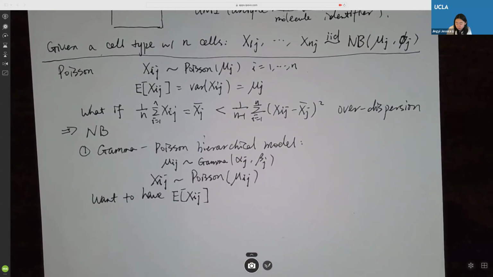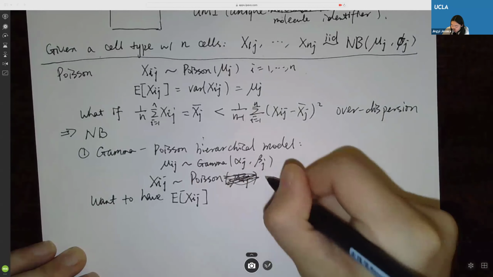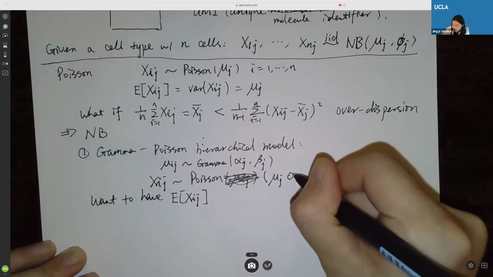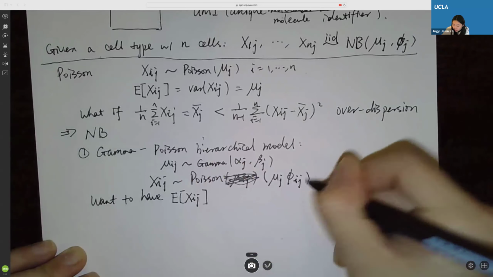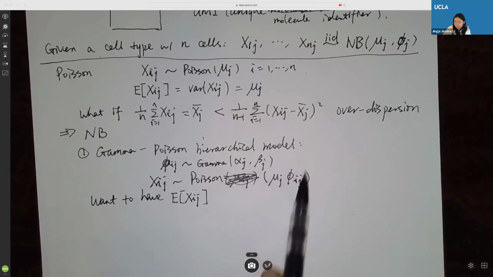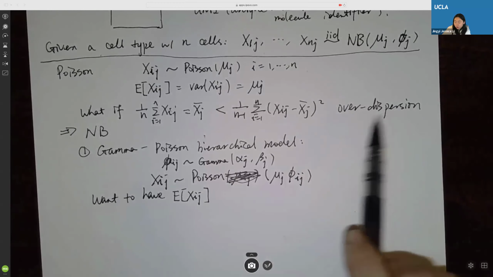To be equal to, or maybe this is not the way to write it, my bad, just bear with me. Probably I should change it this way. Instead of saying Poisson mu ij, I stick with mu j times some constant phi ij. Okay, this is easier. And I let phi ij follow gamma. So basically, phi ij is a multiplier to mu j to create the Poisson parameter, the Poisson mean, to be not exactly mu j, but with some small disturbance or perturbation around it. So therefore, we can account for the overdispersion.